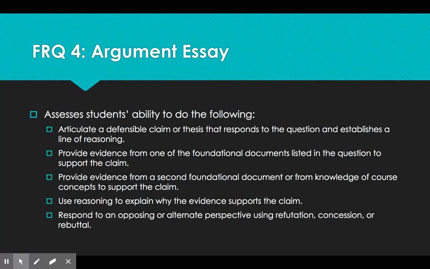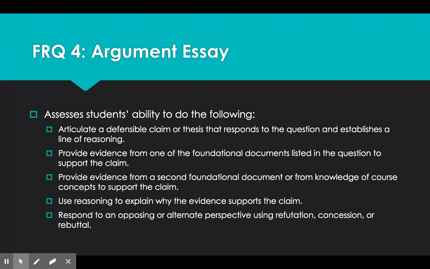So it's going to provide you with 2 or 3 of those that you're going to have to reference as evidence to your argument. Then you're going to have to provide evidence from a second foundational document or from knowledge of the course concepts to support your claim. Then you're going to have to use reasoning to explain why the evidence supports the claim. And then you have to respond to an opposing or alternate perspective using refutation, concession, or rebuttal.